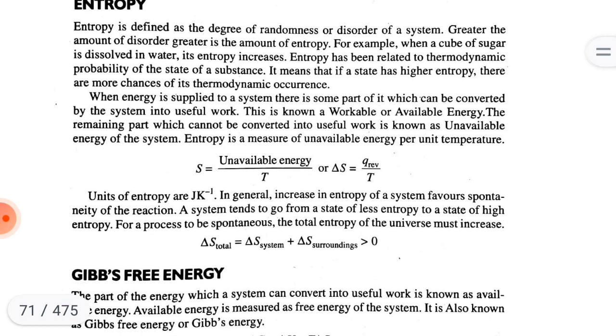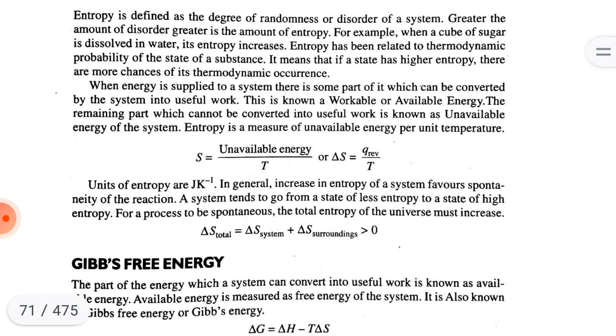In general, an increase in entropy of a system favors spontaneity of the reaction. A system tends to go from a state of less entropy to a state of high entropy for a process to be spontaneous. The total entropy of the universe must increase. Delta S total is delta S system plus delta S surrounding, which is greater than 0.